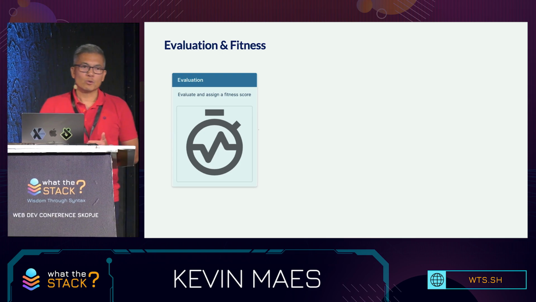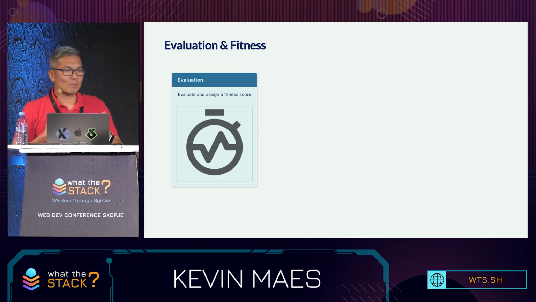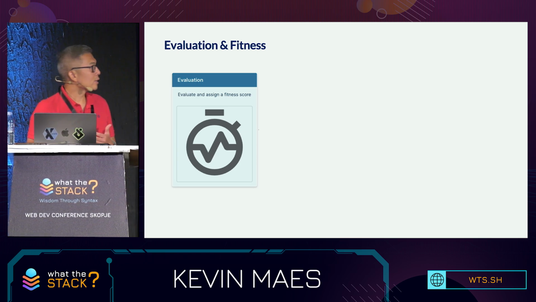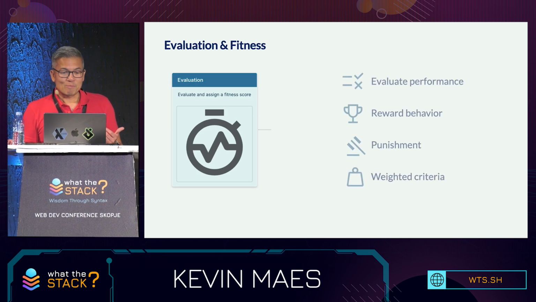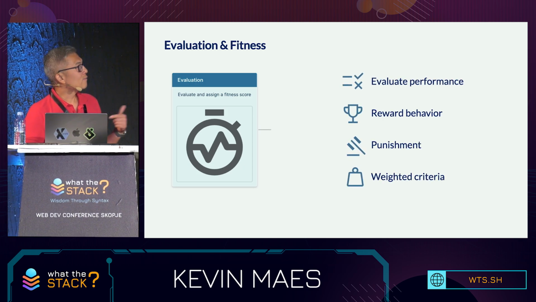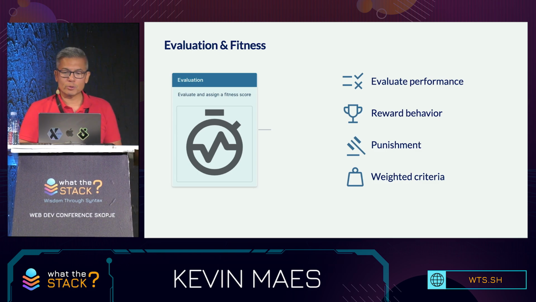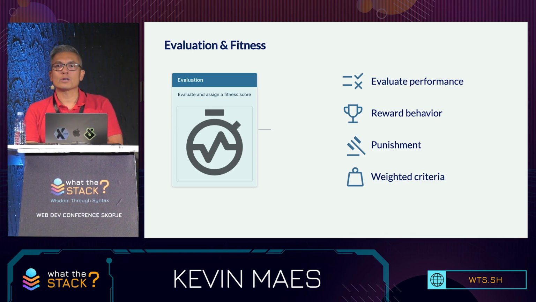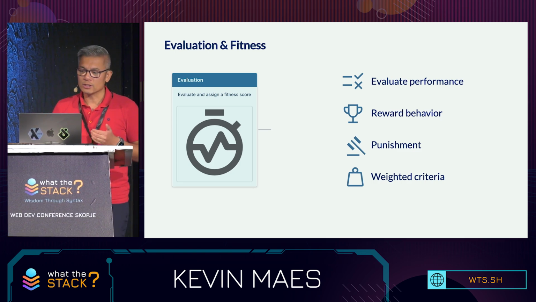During evaluation, we let the individuals do their thing. Basically, they attempt to solve the problem. And this could be interacting with their environment or doing whatever they're trying to do to solve the problem. But the most important part of this stage is the fitness evaluation. And using a fitness function, we're able to evaluate performance. We can give them a score, we can reward behavior, we can punish behavior, and every one of the individuals will be assigned a fitness score.